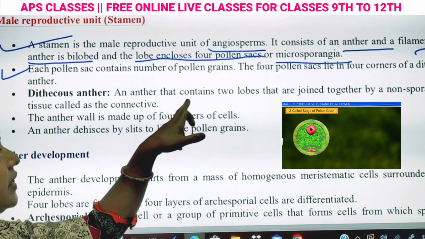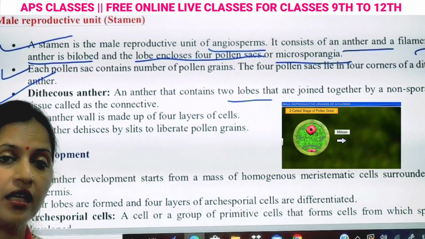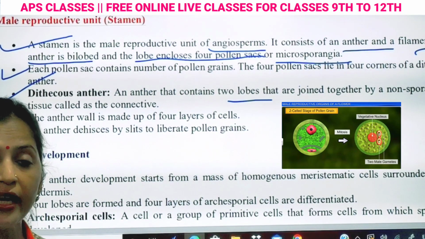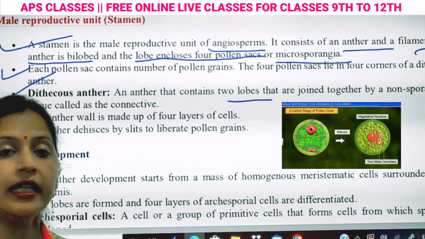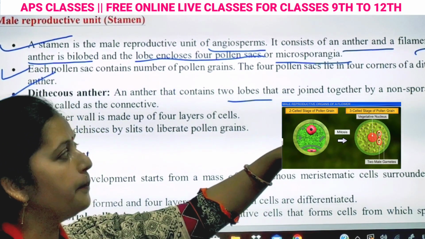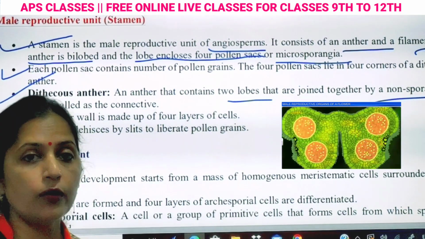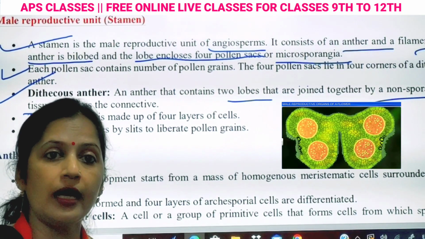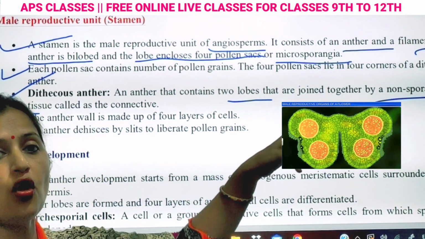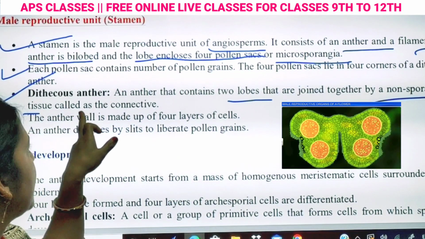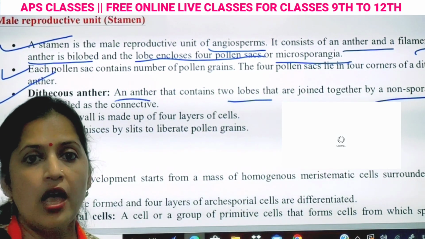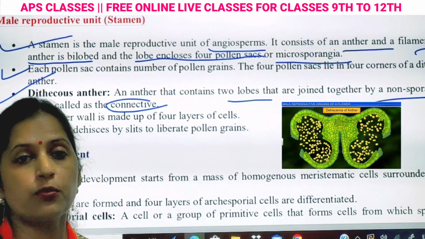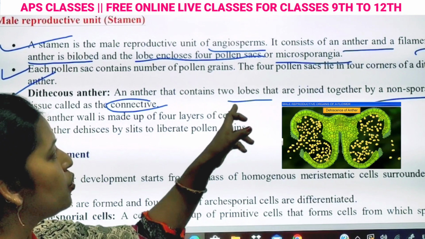That is an anther that contains 2 lobes. ऐसा anther जो क्या contain करता है? 2 lobes को contain करता है, and that are joined together. और वो 2 lobes जो होते हैं, they are joined together by a non-sporogenous tissue. और वो 2 lobes एक दूसरे के साथ join तो कर रहे हैं, पर join कर रहे हैं with the help of the non-sporogenous tissue. That is called the connective tissue. That means that non-sporogenous tissue connects the 2 lobes.